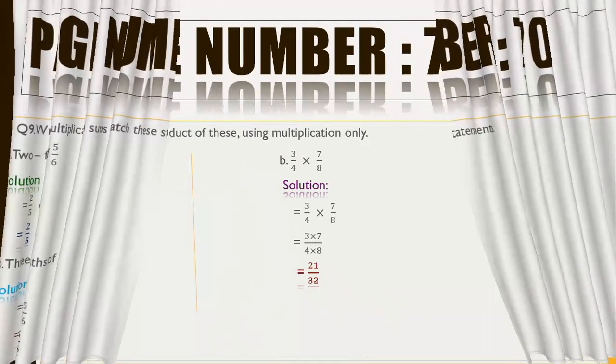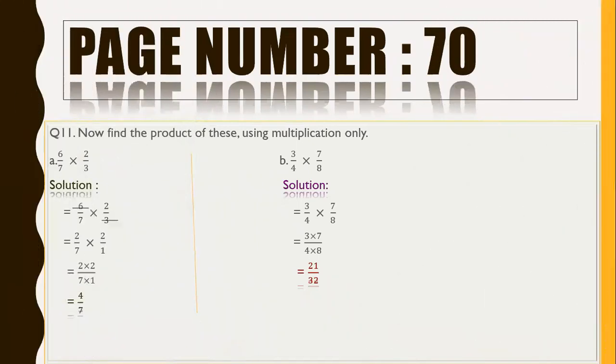Come to question 11. Now find the products of these using multiplications only. The same concept that we did on the previous page, questions 6 and 7. Two fractions are given and we multiply them, but before the multiplication we see whether we can cancel any number or not. If we can cancel, we cancel the number, and after getting the new fraction we simply multiply the fractions. The first part is 6 over 7 multiply 2 over 3. In this part you see easily which numbers we cancel here?